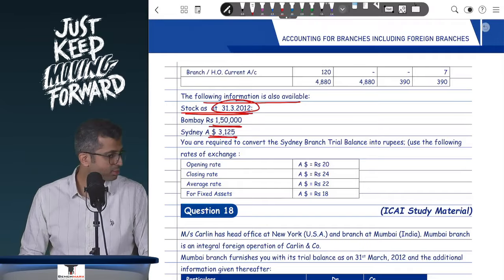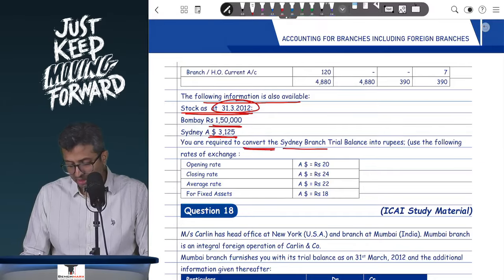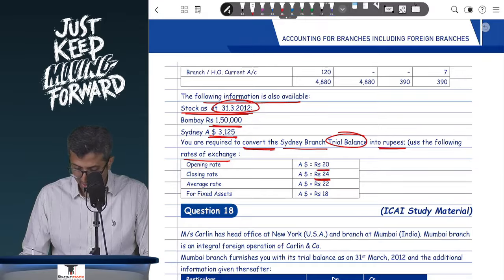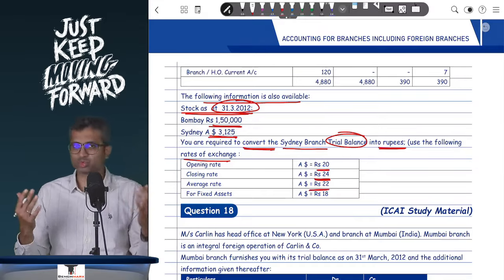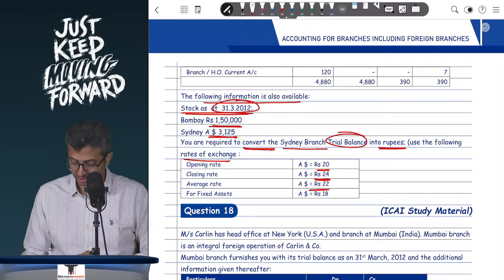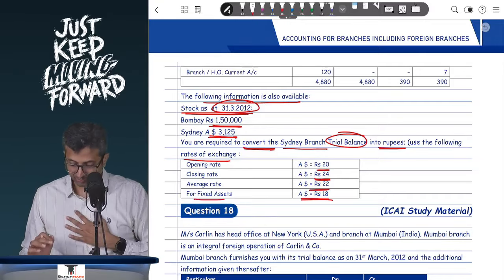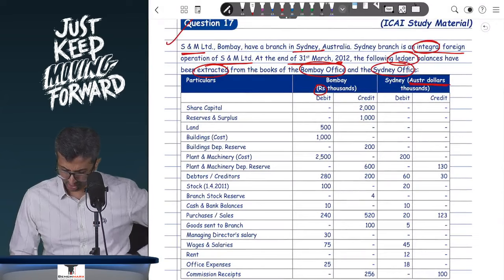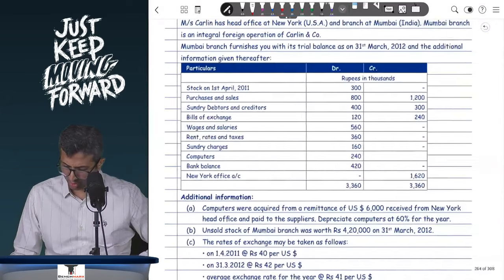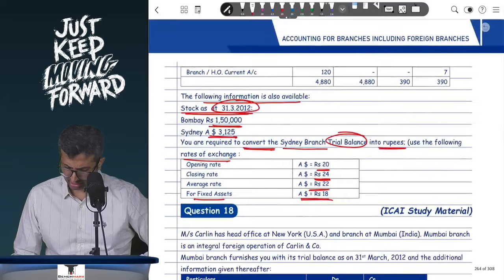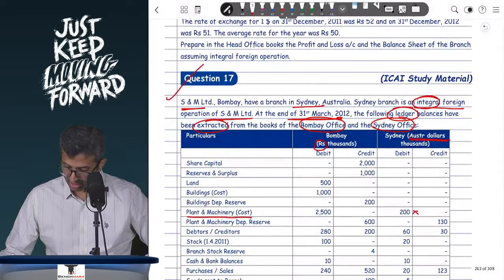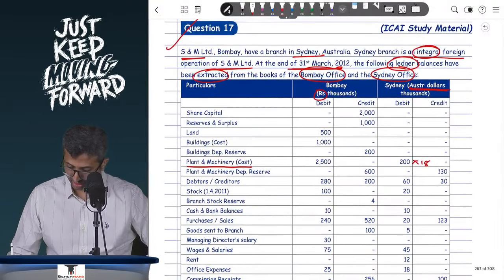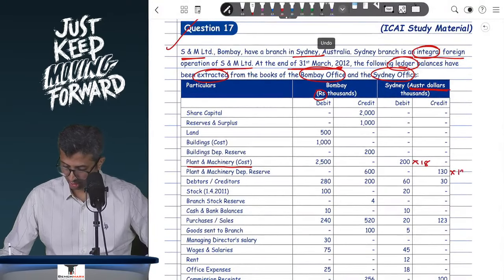On 31st March 12, you are required to convert the Sydney branch trial balance into rupees using the following rates of exchange. You have the opening rate at 20, closing rate at 24, average rate is given to you as 22. Now this could have been 20 plus 24 divided by 2 or some other number as well, and the rate for fixed assets is at 18. So over here, if I want to convert the Australian branch into rupees, plant and machinery at cost will be converted at what rate? I think this is going to be at 18. Depreciation will be recorded at the same rate at which plant and machinery was recorded, that is 18.